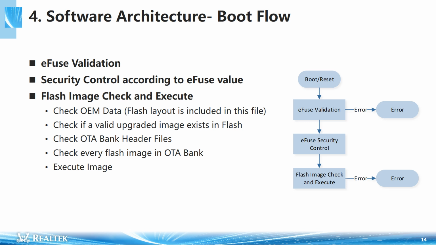Flash image check and execute means checking all types of flash images and executing them. The process includes 1. Checking OEM data, flash layout is included in this file. 2. Checking if a valid upgraded image exists in flash. 3. Checking OTA bank header files. 4. Checking every flash image in OTA bank. 5. Executing image.